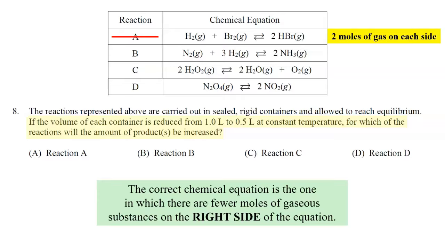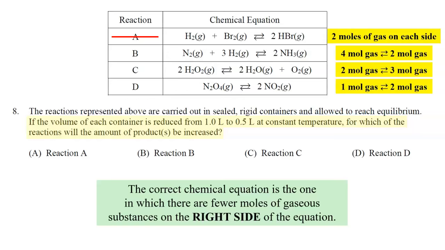A. And with choices B, C, and D, for reaction B, the chemical equation has 4 moles of gas on the left, 2 moles of gas on the right. For the chemical equation for reaction C, there's 2 moles of gas on the left, 3 moles of gas on the right. And for the chemical equation for reaction D, we see 1 mole of gas on the left, 2 moles of gas on the right.